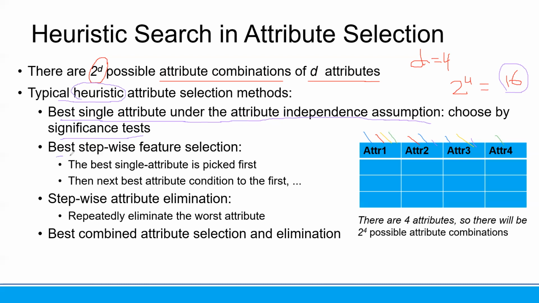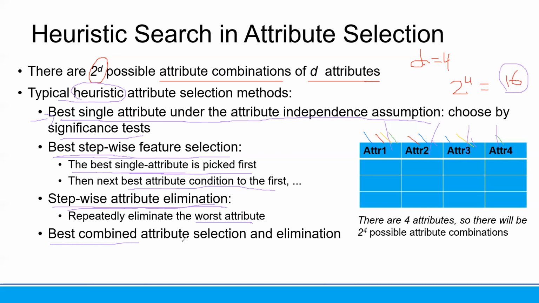Or we can use the best stepwise feature selection. It means that we pick the best single attribute first, and then the next best attribute conditioned on it will be selected next. Stepwise attribute elimination is the reverse. With best stepwise, we find the best single attribute and select the next attribute. But for stepwise attribute elimination, we start with all attributes, and then we delete the worst attribute based on the significance test.